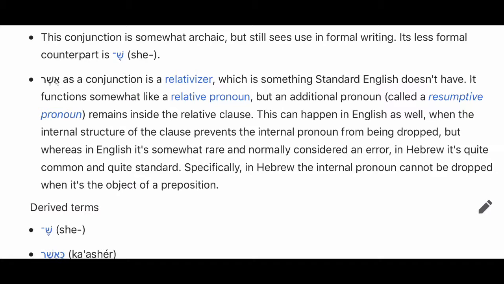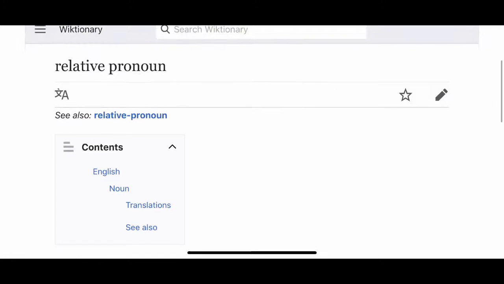It said this can happen in English as well when the internal structure of the clause prevents the internal pronoun from being dropped. But whereas in English, it's somewhat rare and normally considered an error, in Hebrew, it's quite common and quite standard. And so that's why this word is used so often in the scriptures, literally hundreds and hundreds of times, because it's a very popular word and this word structure is very common. So let's get what this pronoun means.